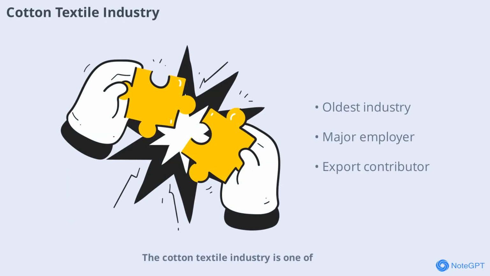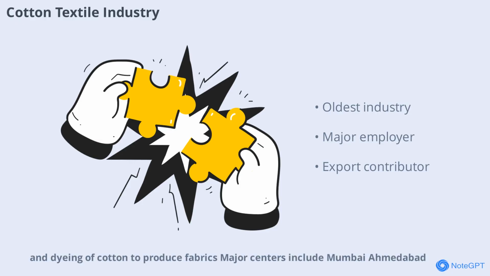Cotton textile industry is one of the oldest and most important industries in India. It involves spinning, weaving, and dyeing of cotton to produce fabrics. Major centers include Mumbai, Ahmedabad, and Coimbatore. The industry provides employment to millions and is a major contributor to exports.